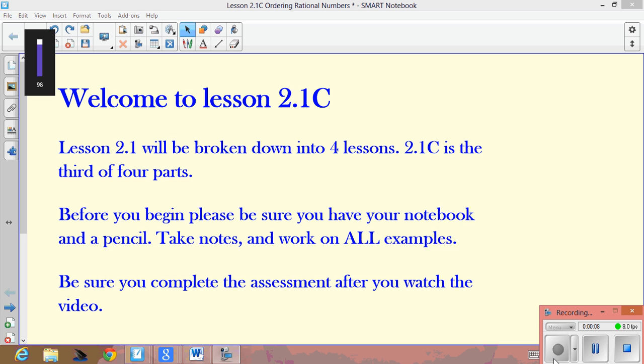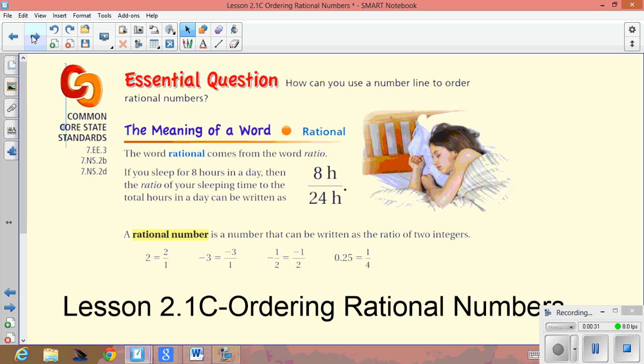This is the third part of a 4-part series, and great work for keeping up the good work and hanging in there. Today we will be ordering rational numbers. We'll be ordering fractions and decimals that are both positive and negative. So you know the drill. Make sure you have your notebook, write down all examples, and take the assessment at the end.